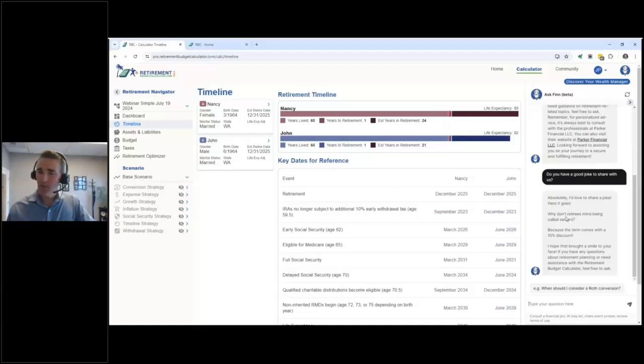Absolutely. I'd love to share a joke. Here it goes. Why don't retirees mind being called seniors? Because the term comes with a 10% discount.